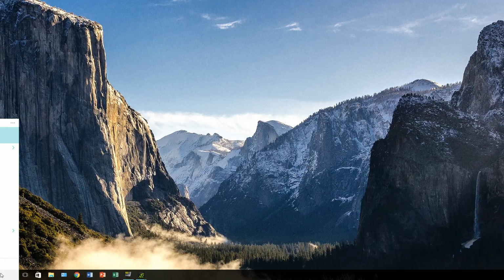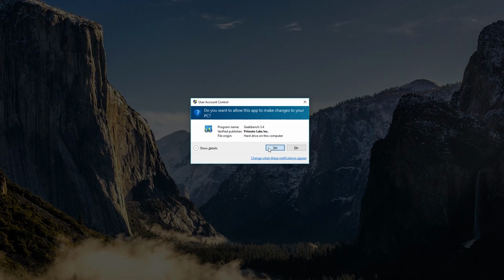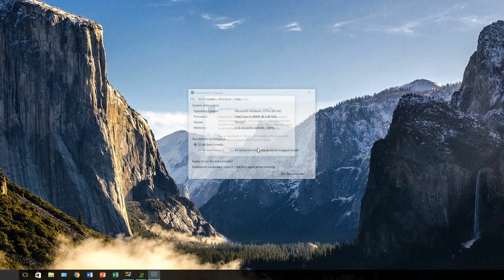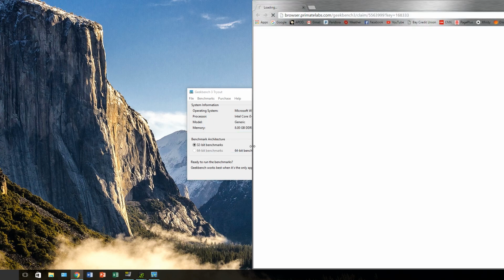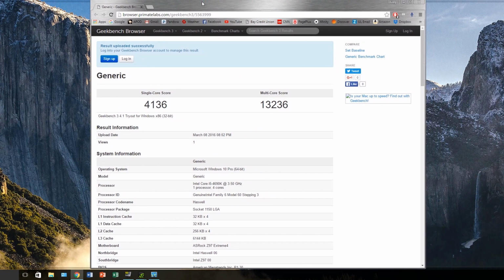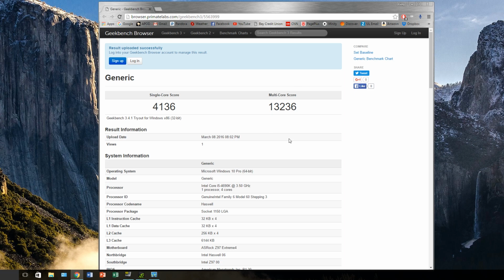We achieved a score of 670. So 100 points higher than what we achieved in this one is actually what you would yield in a CPU like this overclocked to this extent. Now, for Geekbench 3, which was the other CPU synthetic test that we ran, we achieved a single core score of 4136 and a multi-core score of 13236. Those are the CPU synthetic tests for our quad core.